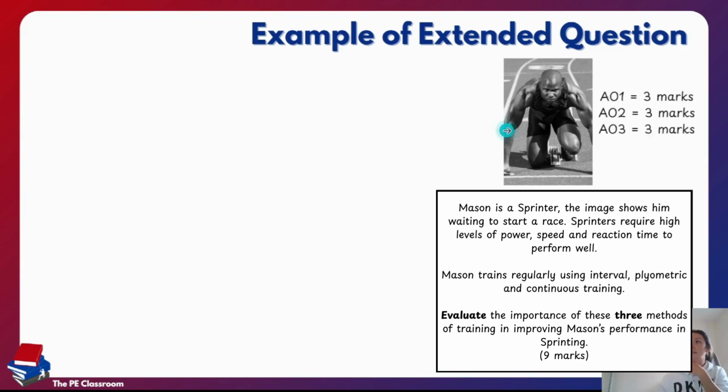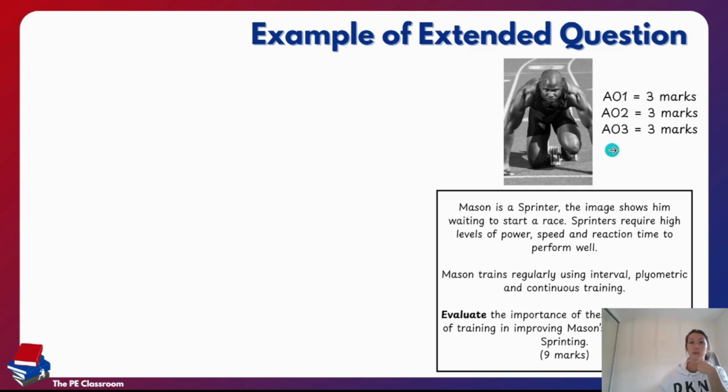So firstly, for all 9 markers, this is the breakdown of the assessment objectives. For each 9 marker there are 3 AO1 marks up for grabs, 3 AO2 and 3 AO3. Like I was just saying, if these types of questions scare you, you can try and just get the 3 marks for AO1, which is simply giving some knowledge or recalling some facts in some way. So that's how you get some marks.